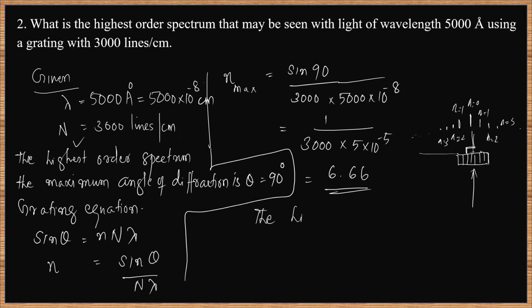The highest order is 6. That means for this particular grating having 3000 lines per centimeter, and with light having wavelength 5000 angstrom, the highest order that we can see is 6.